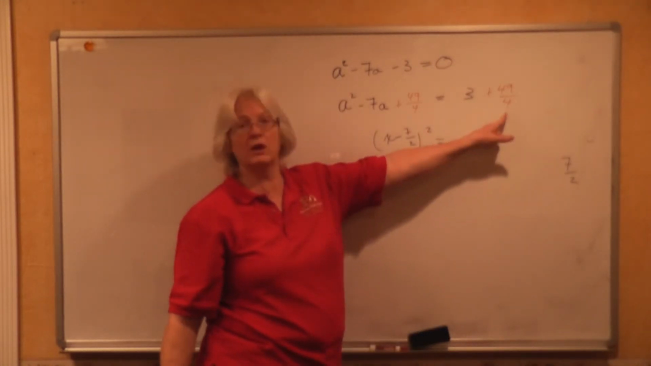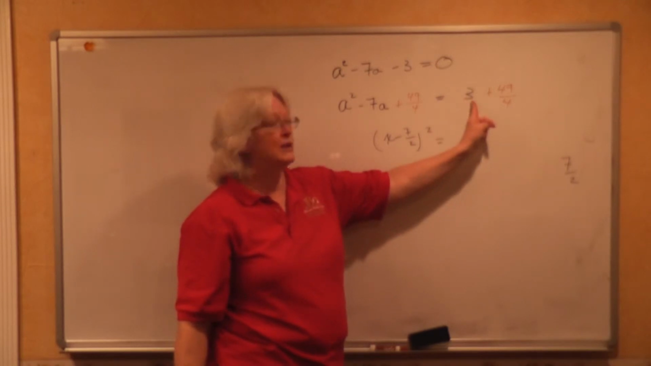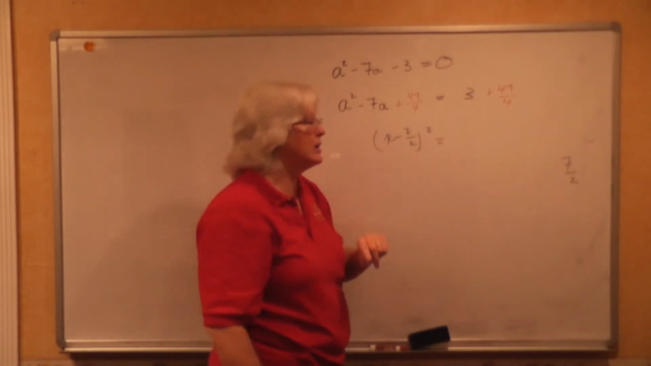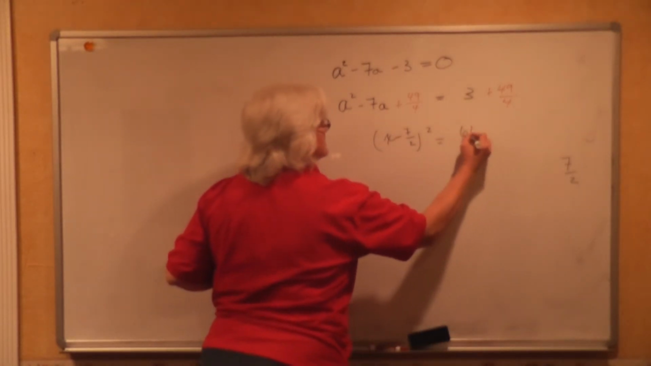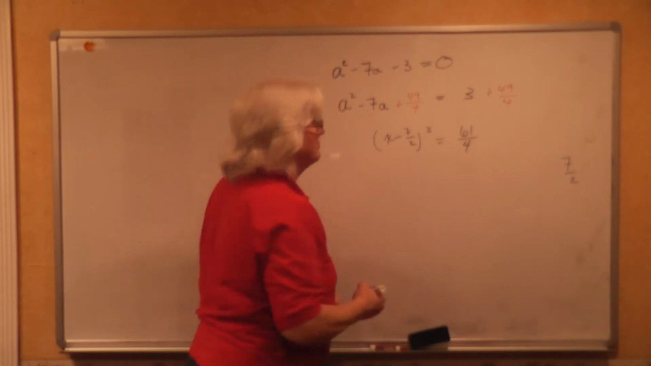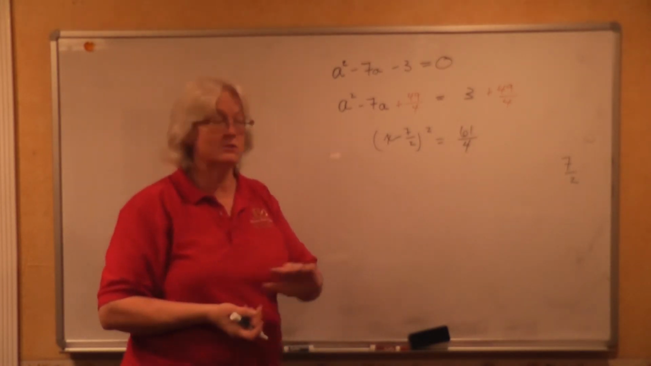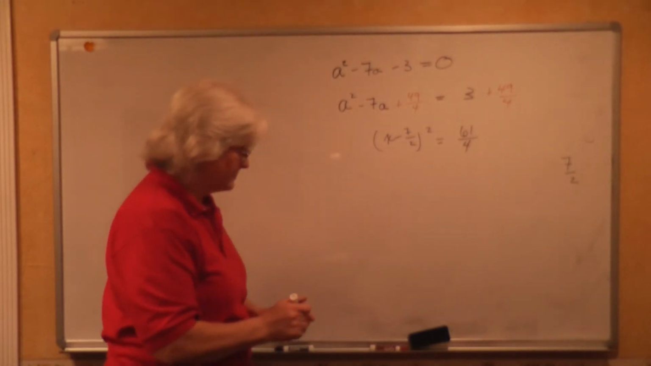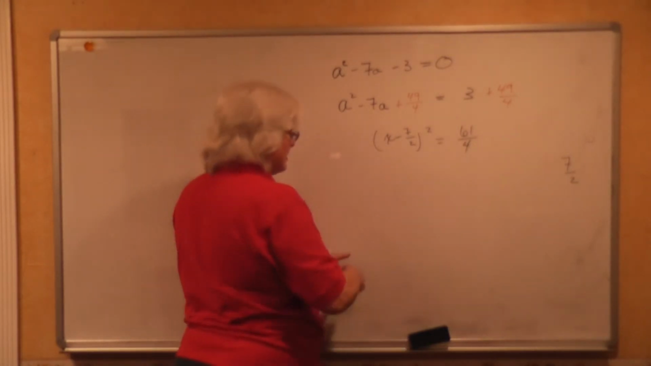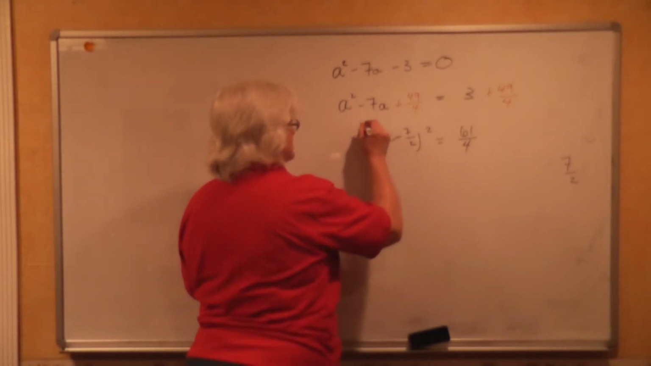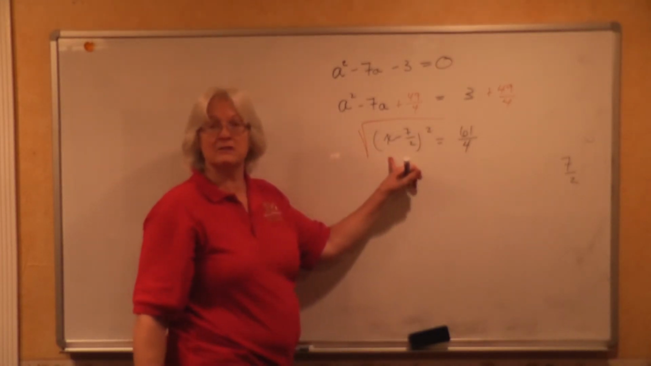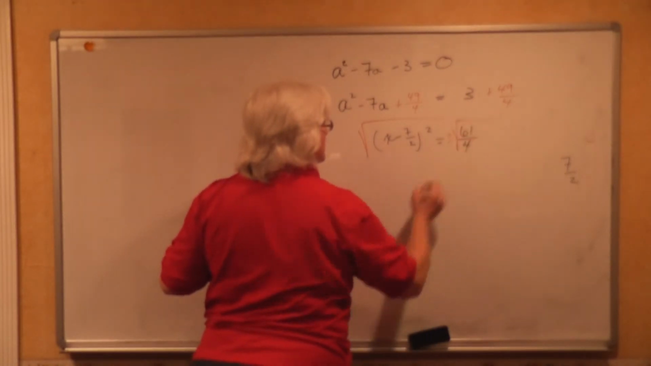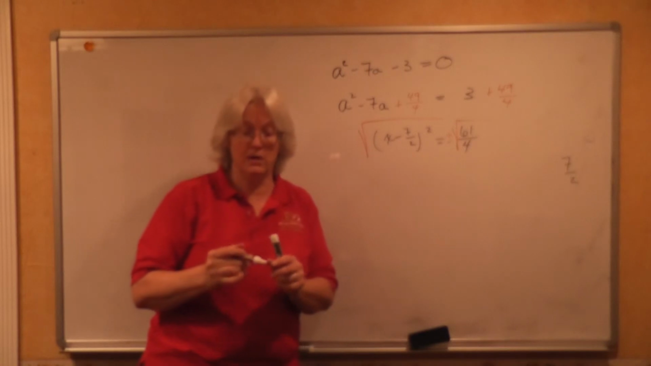Well, 3 plus 49 over 4. You rewrite this with a denominator of 4. This becomes 12 fourths plus 49 fourths. You have 61 over 4. Now we can solve this equation by taking the square root of both sides. Rather than rewrite this problem, I'm just going to say that the square root of a minus 7/2 squared is equal to plus or minus the square root of 61 over 4.